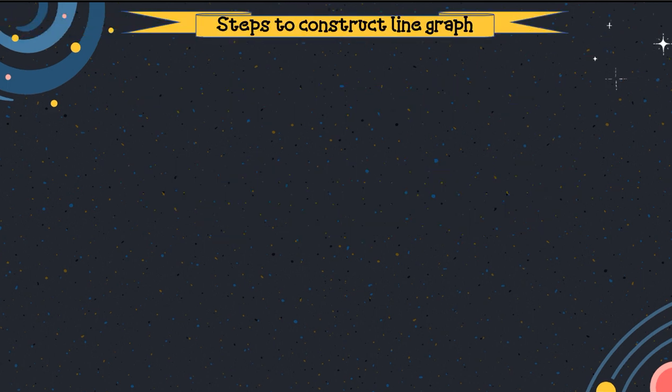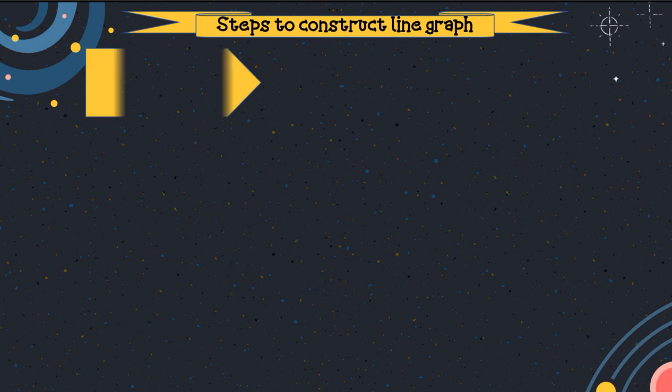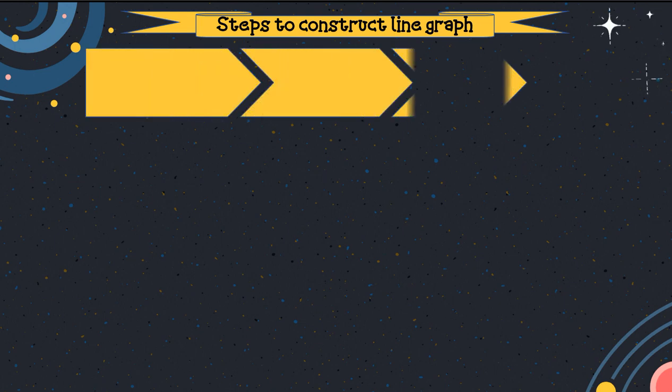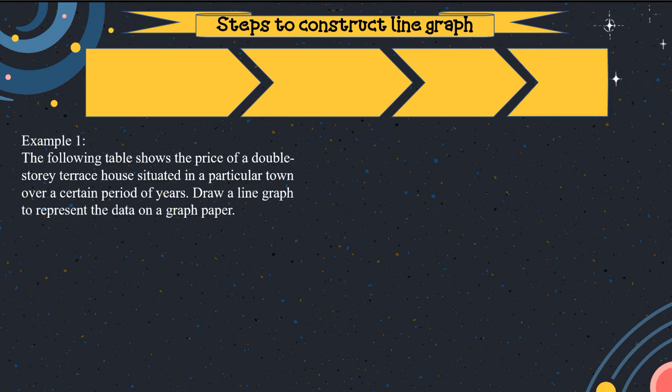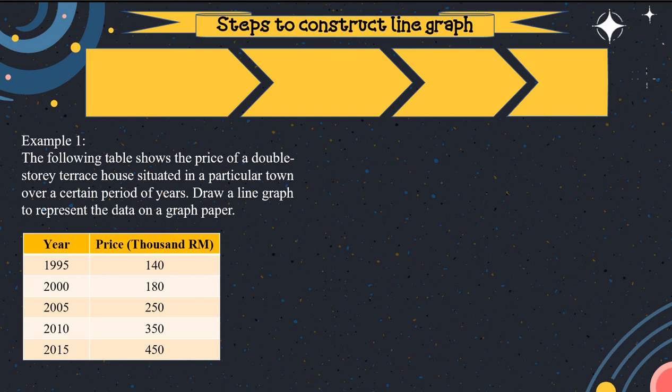Okay, steps to construct a line graph. So these are the steps to construct a line graph. Before I give you the steps, we look at the example first. The following table shows the price of a double-story terrace house situated in a particular town over a certain period of years. Draw a line graph to represent the data on the graph paper.